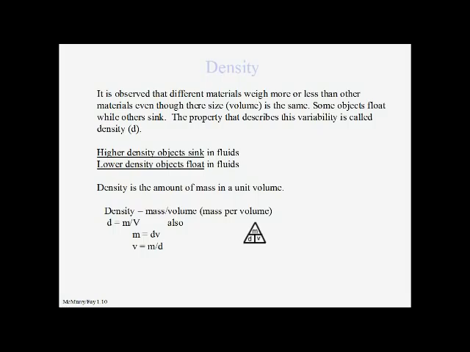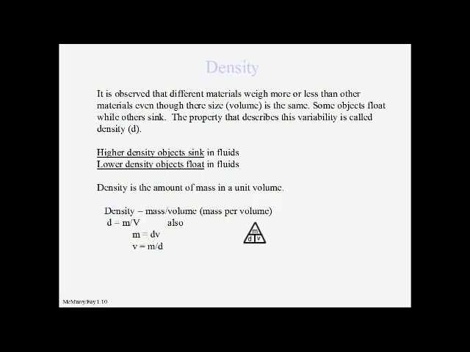The property that determines which material floats to the top and which material sinks to the bottom in fluid systems is density. High density objects sink, low density objects float. So if we look at the oil and the vinegar, that means we're going to say that the vinegar is higher density and the oil is lower density. We define density as mass per volume. So density we represent with lowercase d, mass is represented with lowercase m, and V is represented with a capital V.